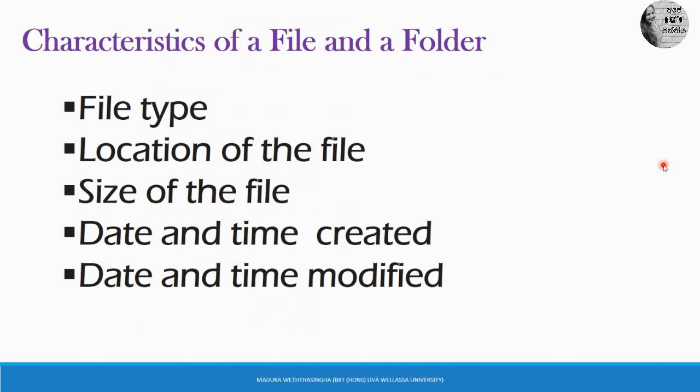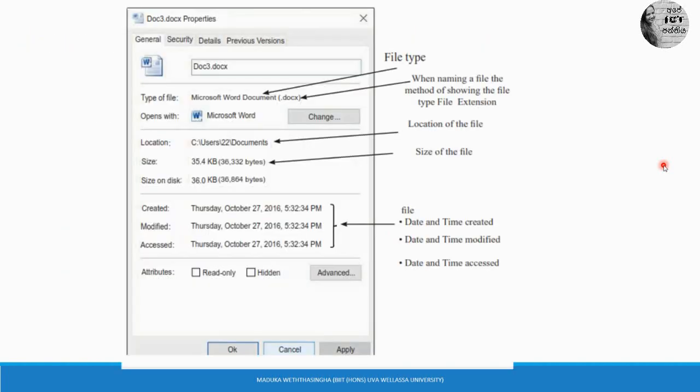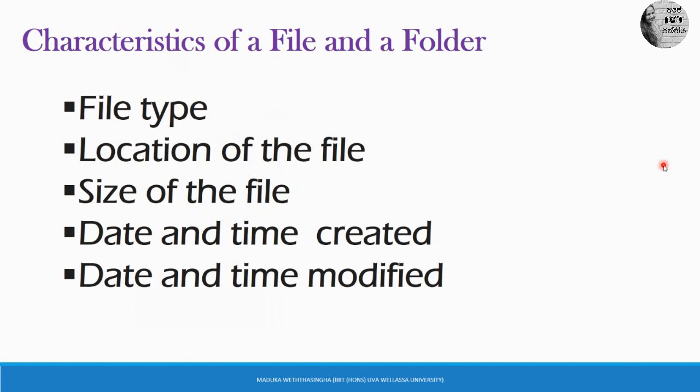File type, gonuwe varge, location of the file, tan gonuwe sthapita sthane, size of the file, gonuwe pramanaya, date of created, nirmanaya karapu dinaya, date of modified, navikaranaya karapu dinaya. I have told many things except these five characteristics.